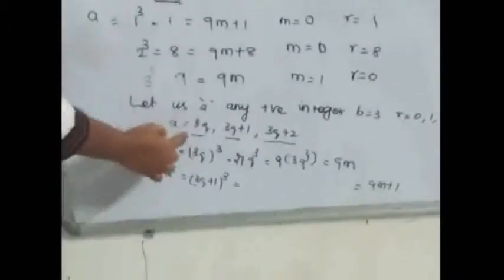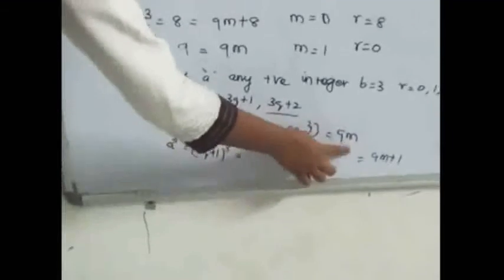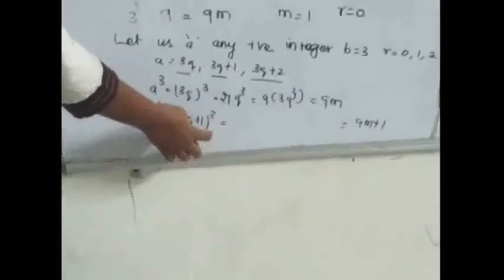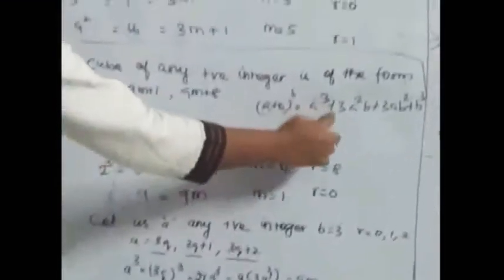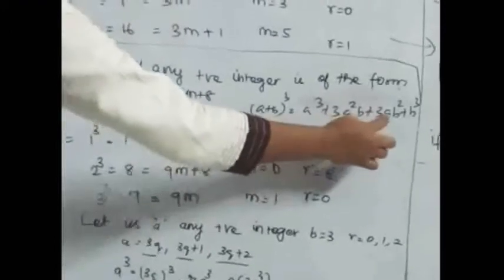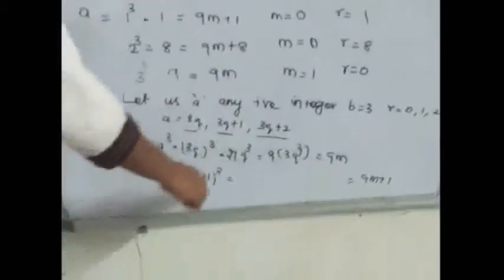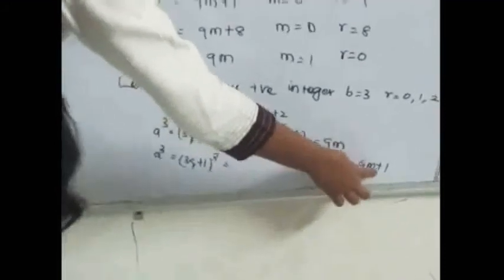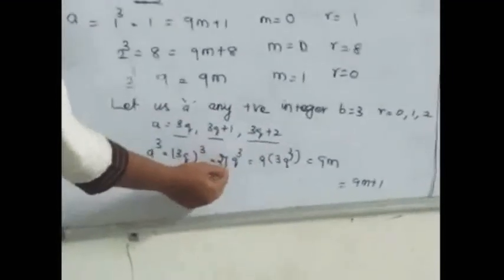First take this value and cube it. Your final equation is going to be in the form of 9m. Next, take a equal to this value. If you cube this, you have to use the formula (a plus b) whole cube equals a cube plus 3a square b plus 3a b square plus b cube. You apply this algebra formula, expand, and finally conclude this into 9m plus 1. Here you have 27 in this equation.